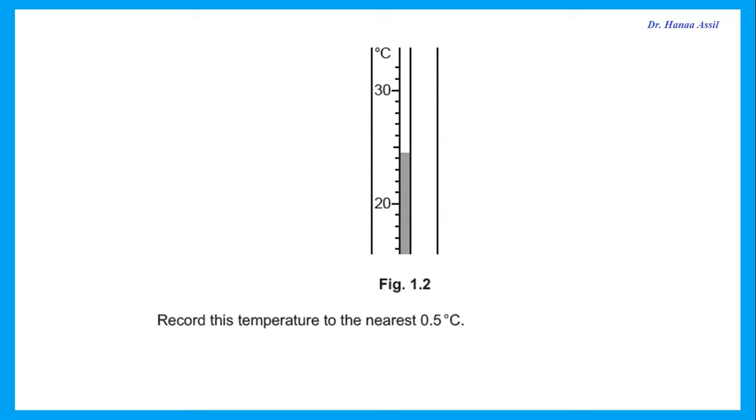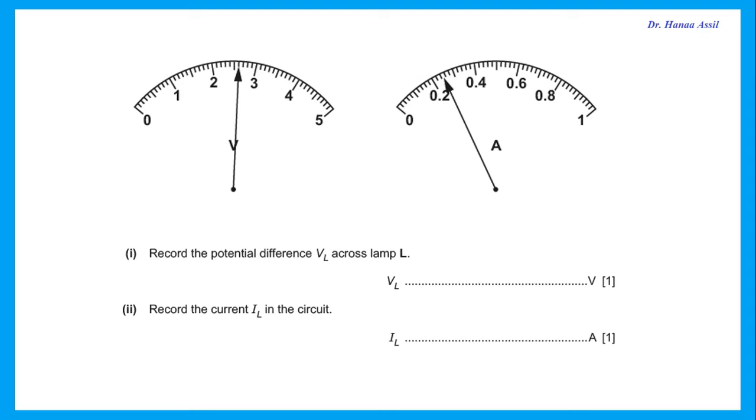This is a thermometer. What do we read from this thermometer? This is, of course, something in between. So this is going to be something point 5. So this is obviously 24.5 degrees Celsius.